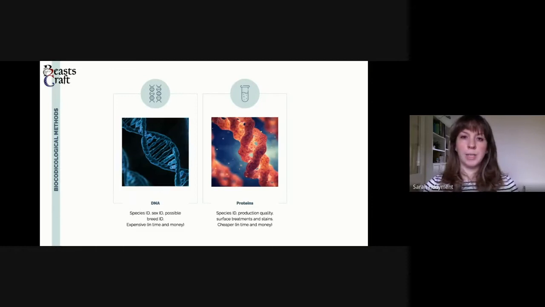So it's kind of a stepped process, and we would always recommend that people who are looking to do biocodicological analyses start off with a basic protein analysis to just get a feel of what's the quality of the parchment and what it's made of.